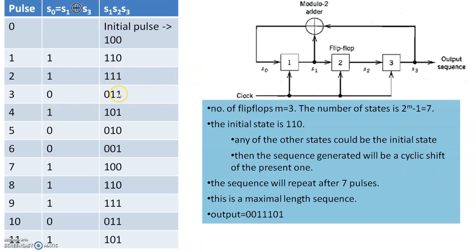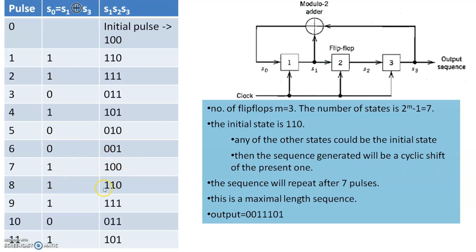Again, 0 and 1. 0 modulo 2 addition 1 is 1. This 1 is written here. This 0 is shifted here. This 1 is shifted here. Again, 1, 1. Modulo addition is 0. This 0 is written here. Next is 1. Next is 0. Again, 0, 0. It is written here. And then we have 0 shifted and then 1 shifted. Again, 0 and 1. Modulo addition is 1. 1 is written here. 0 is shifted. 0 is shifted. Again, 1 and 0.